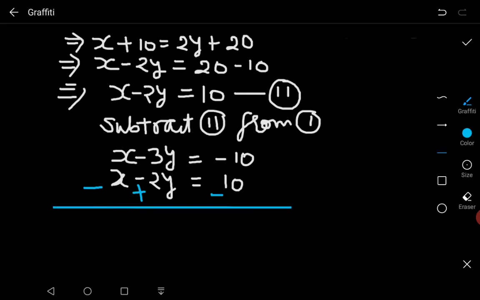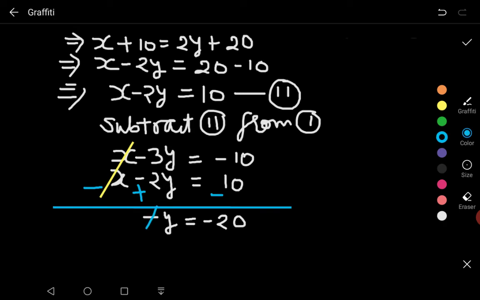Okay, once we change the sign we can cancel out x from here. Here x and minus x will cancel out and we get minus 3y plus 2y, that is equal to minus y. So minus y is equal to minus 20 here. That minus sign will be cancelled out from both and we can say that y is equal to 20.